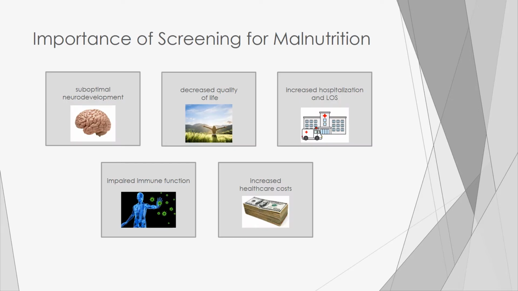Appropriate diagnosis of pediatric malnutrition is critical, as it has been linked to suboptimal neurodevelopment, impaired immune function, decreased quality of life, increased hospitalization and length of stay, as well as increased healthcare costs. The tables on the following two slides are meant to assist providers in making the appropriate diagnosis.